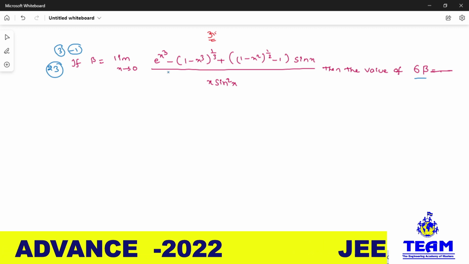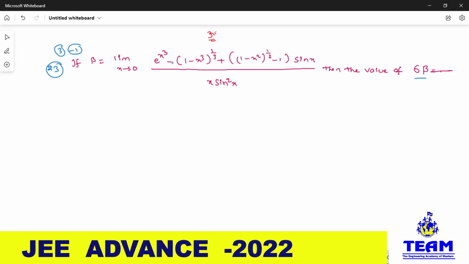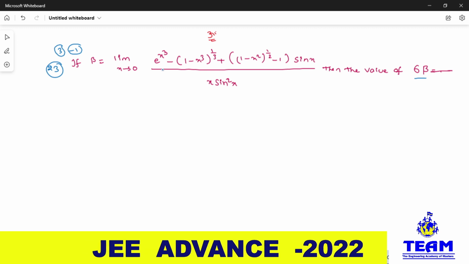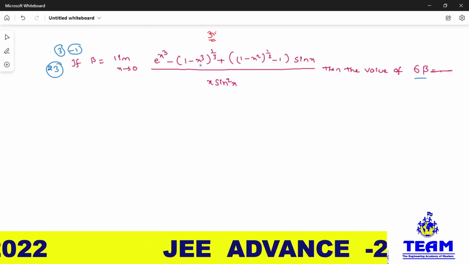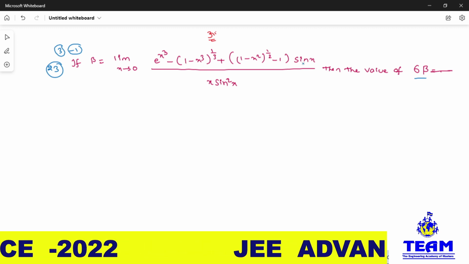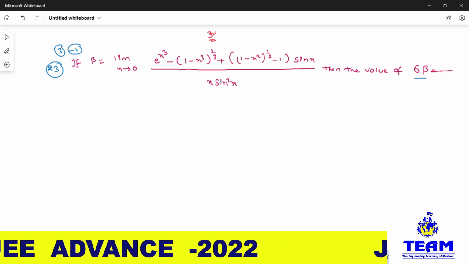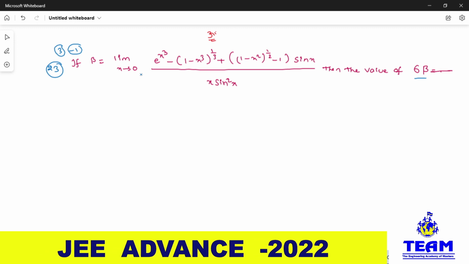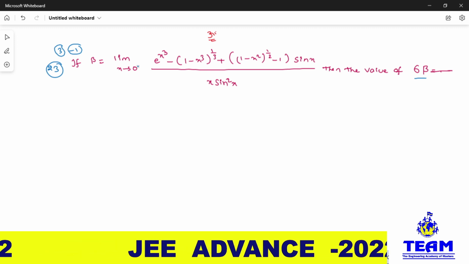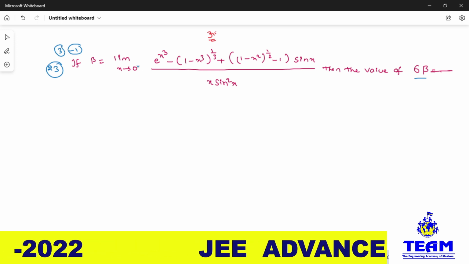Okay, and also they are given basic fundamental formulas like e power x expansion, 1 minus x whole to the power of n expansion, next sin x expansion. Okay, now first we have to recall these formulas and we are going to apply limit. Before that, anyhow, it is better to verify limit exists or not.